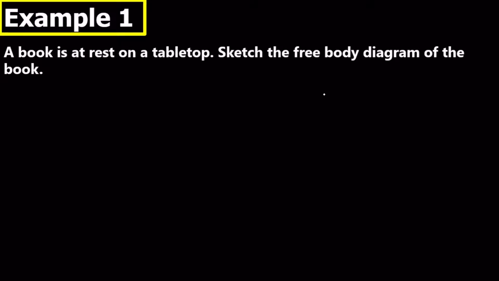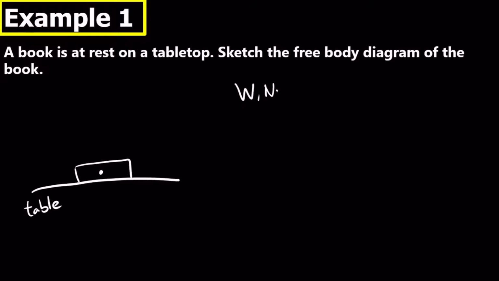A book is at rest on a tabletop. We have a tabletop, a table, and a book. Sketch the free body diagram of the book. For the free body diagram, you always start with a dot. Then the second step is to write down the types of forces that you have learned: W, N, Ff, Ft.